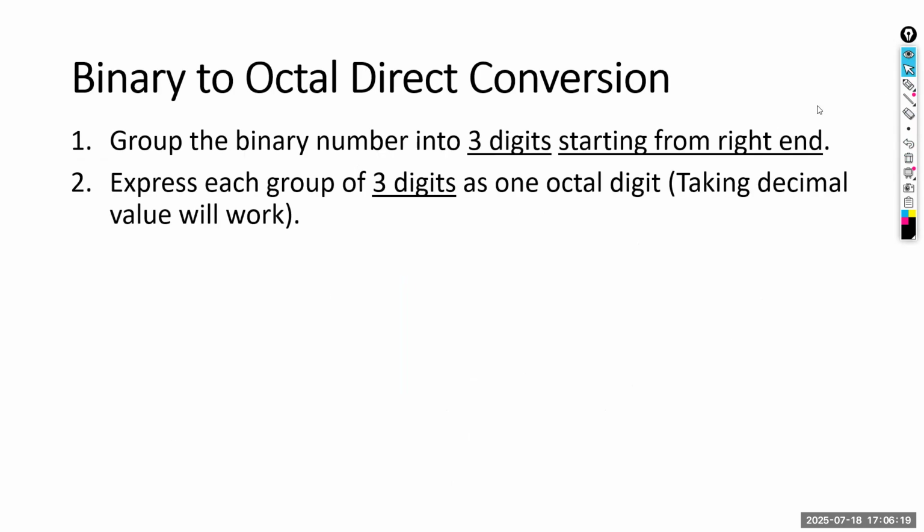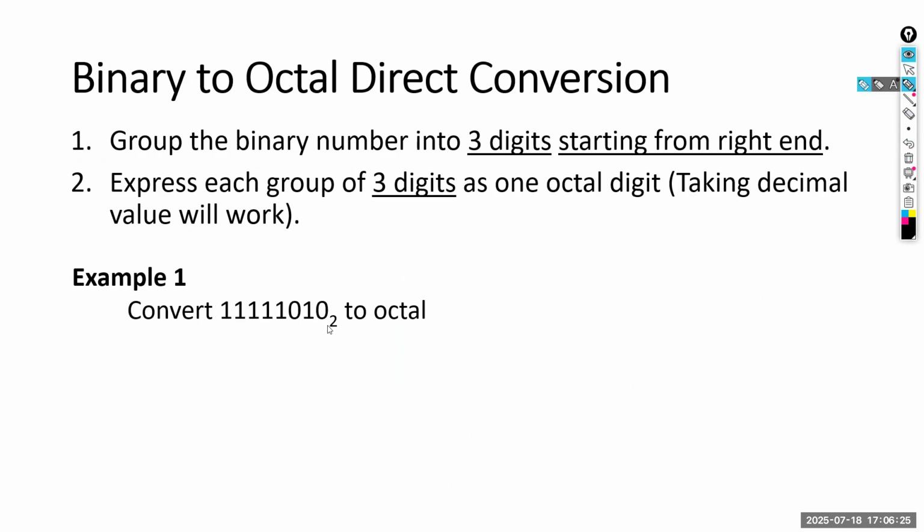Very easy. Say you have a base 2 number, and you are supposed to convert it to octal. So your task is very easy. Break it into chunks of 3 digits, but you need to break it from the right end. 1, 2, 3. 1, 2, 3. If you don't have 3 digits, don't worry. Just take the remaining digits.